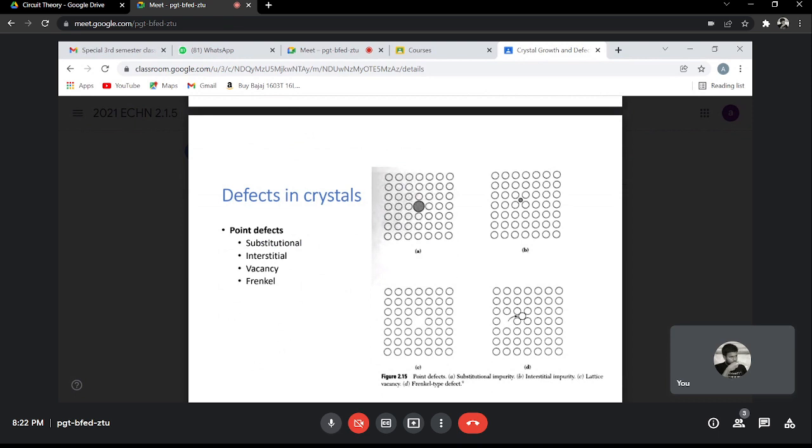So where did that atom go? That atom has gone to the surface. So it's no longer a defect because if there's an atom that goes to the surface and sticks there, the surface structure is no longer smooth, but that's not a defect per se, right? So that is a vacancy. And then there is something called a Frenkel defect, in which the atom has not gone to the surface, it's simply gone to the next position.